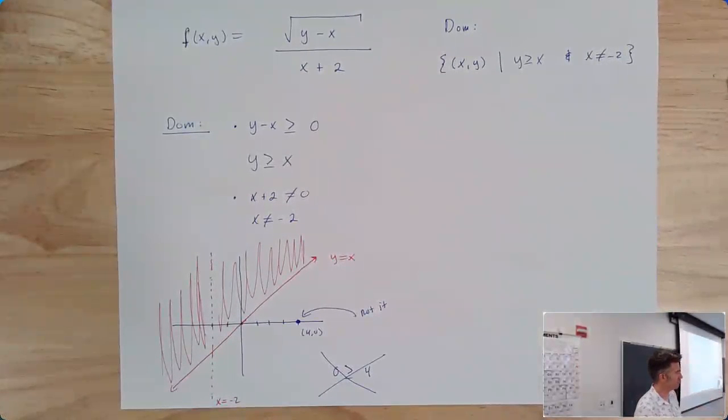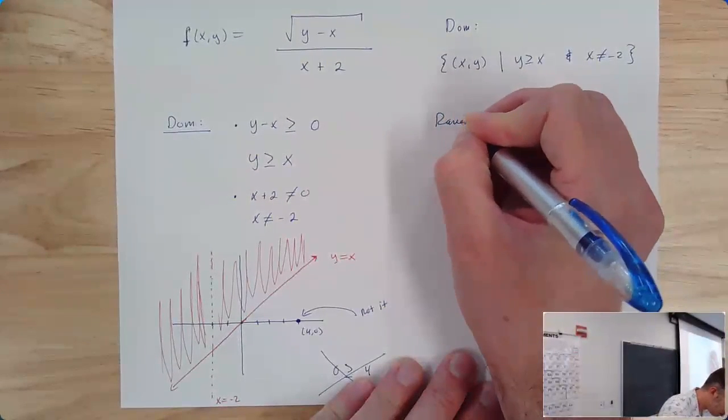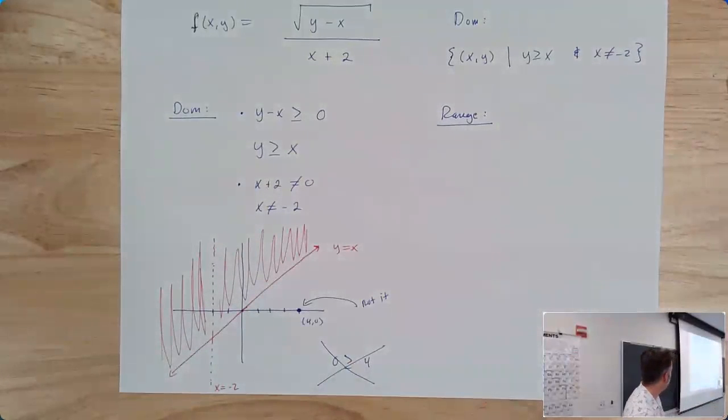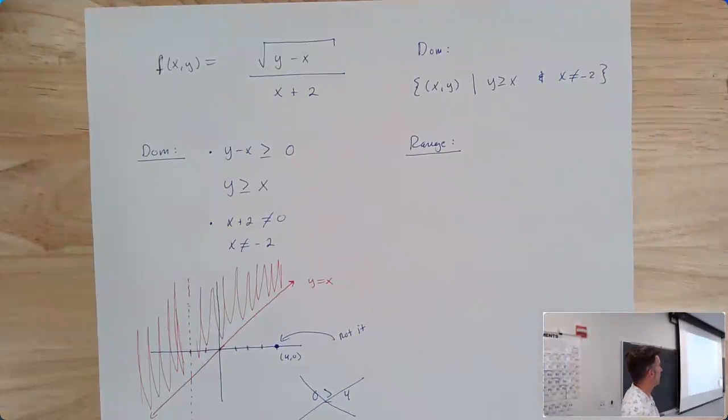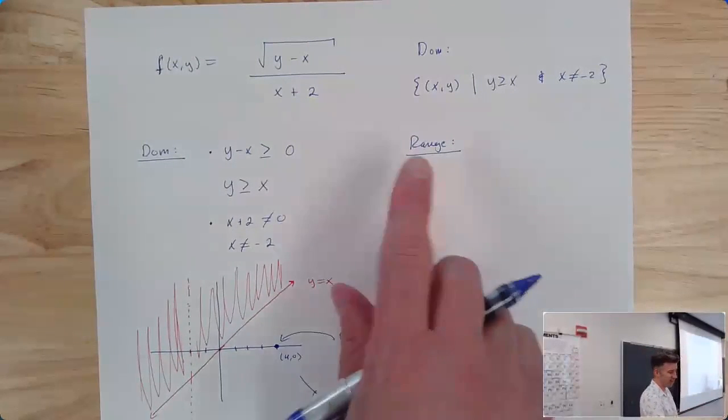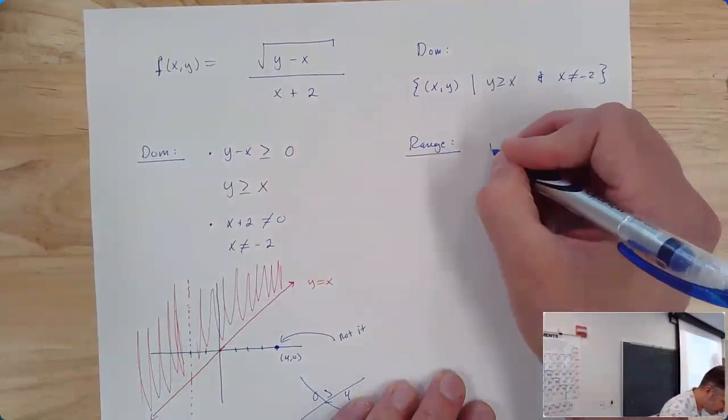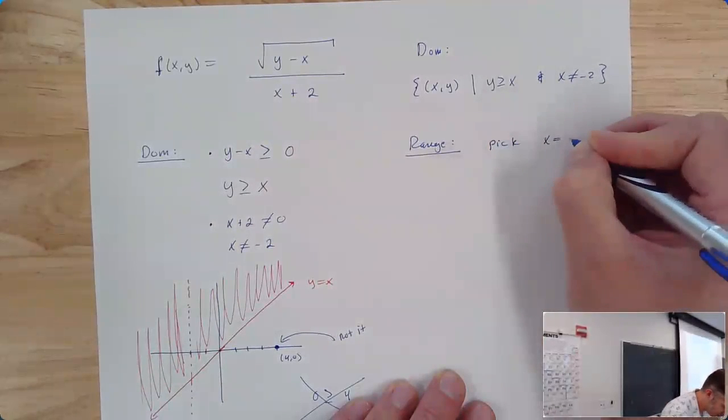How about the range? Okay, range. My bet here, although I'm not 100% sure, is that the range is going to be everything, all possible real numbers. But I need to verify that. So here's what I'm going to do. I'm going to pick a couple different values for x and see if I can make the outputs be whatever I want. I'm going to try and make it easy. So I'm going to start off by setting x equal to -1, because that's going to make my denominator 1.